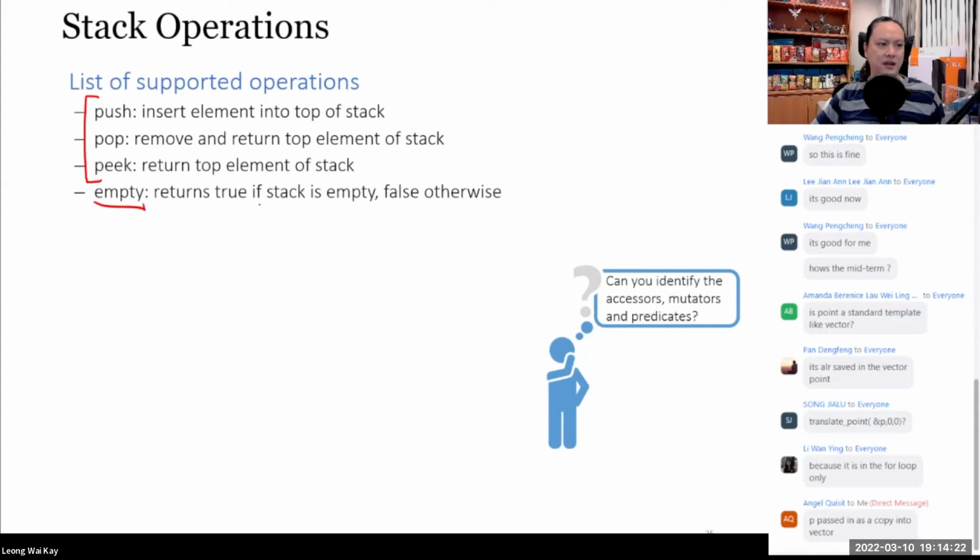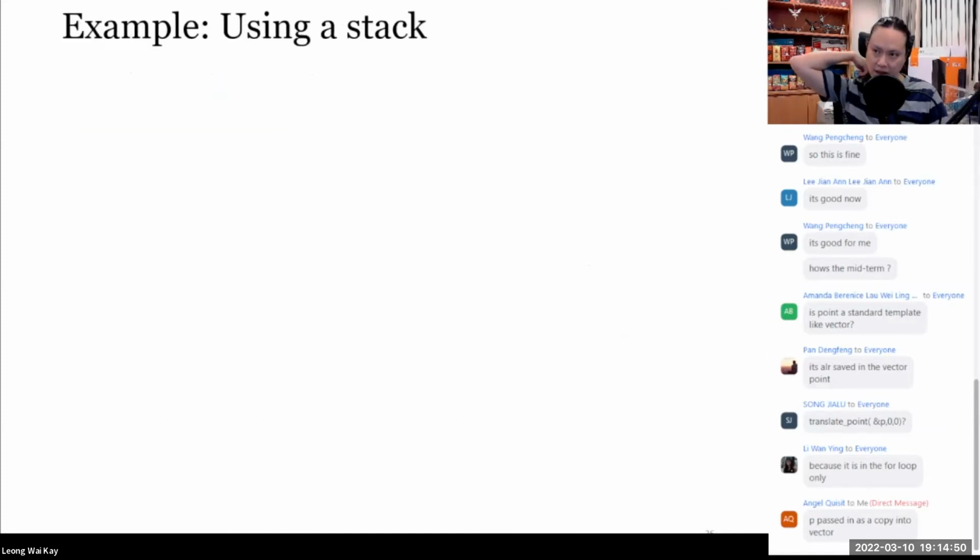Then empty. It depends on peek. If peek returns the top element of the stack, how do you know whether the stack is empty? If you peek into an empty stack, probably you get some error, because peek returns the top element, and if there's nothing to peek, then what should peek return? It may crash or may have some error. So you need this empty function to return true if the stack is empty. So how to use the stack?